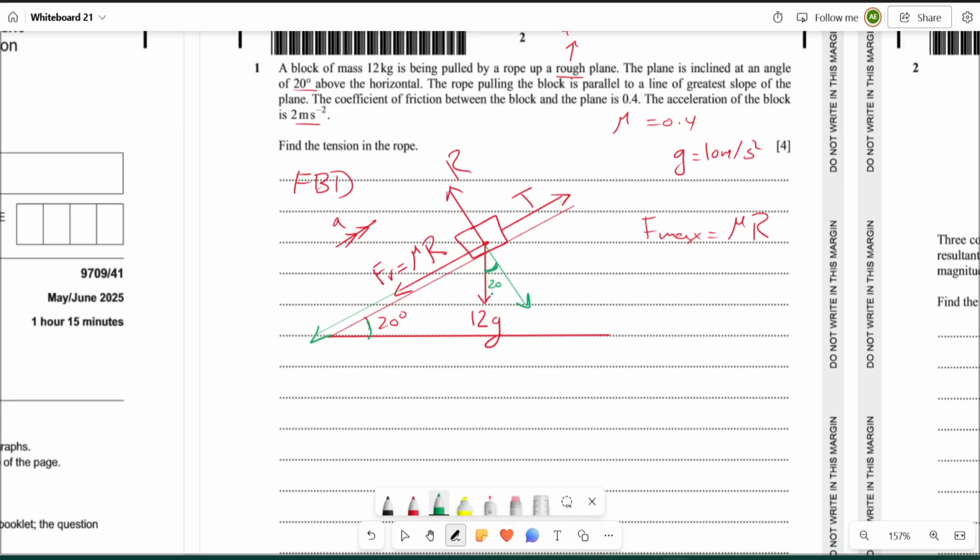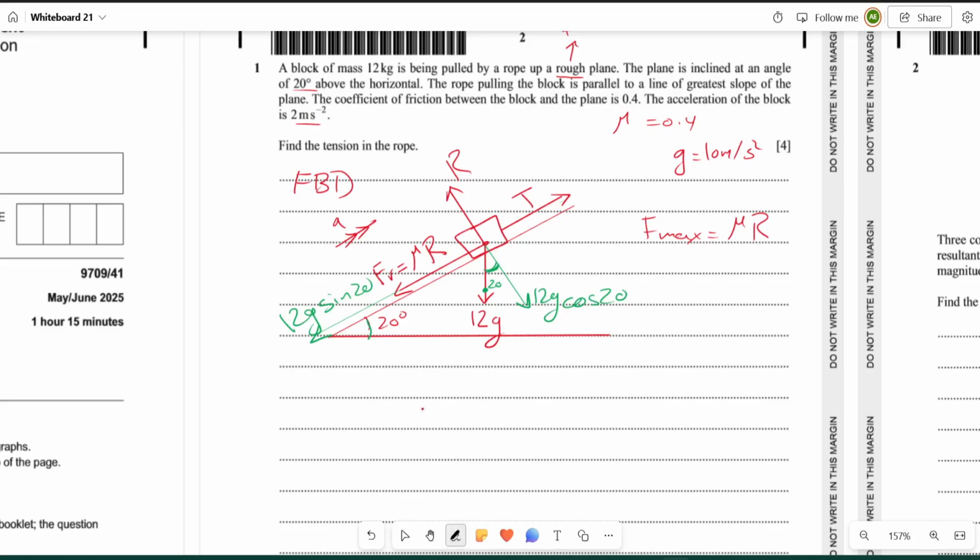So if this is 20, I'm going to start from my force going into my angle. It means cosine. So this is going to be 12g cosine 20. And for the other component, I'm going to start from my force and go away from my angle, so it's 12g sine 20, and I know that my acceleration is up.